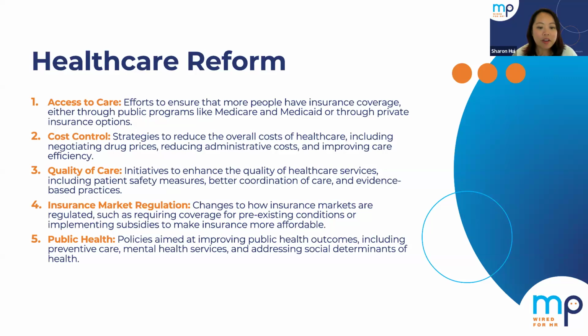Insurance market regulations change how the insurance markets are regulated, such as requiring coverage for pre-existing conditions or implementing subsidies to make insurance more affordable. It's a rising cost. Every year, employers have to deal with open enrollment and figure out how to budget in order to continue offering affordable coverage for their employees.